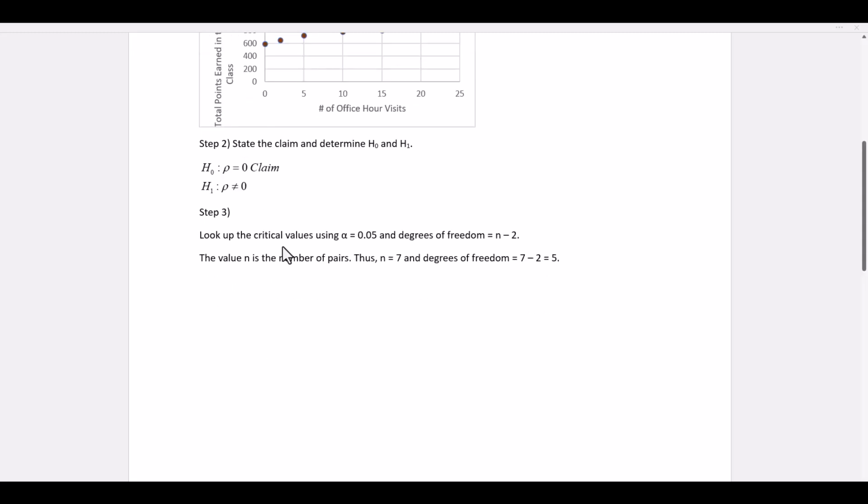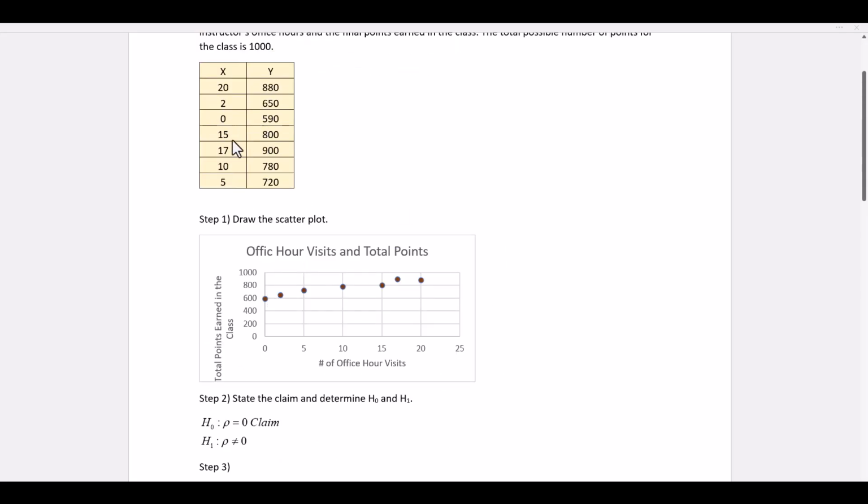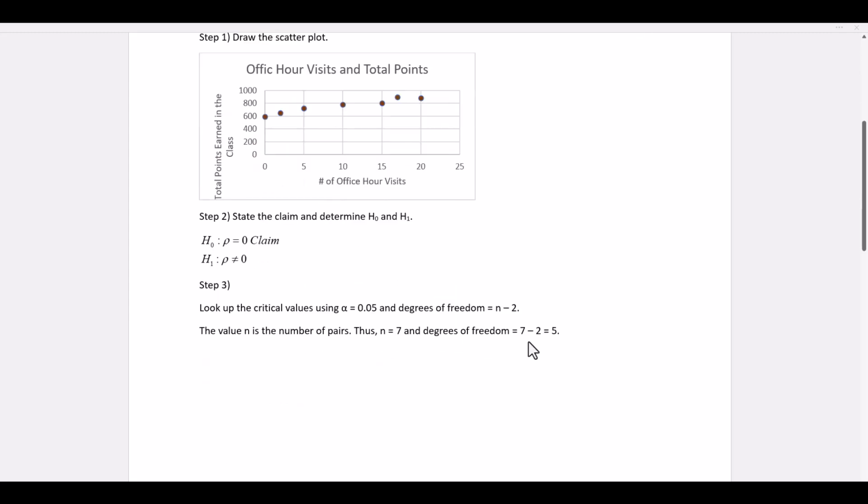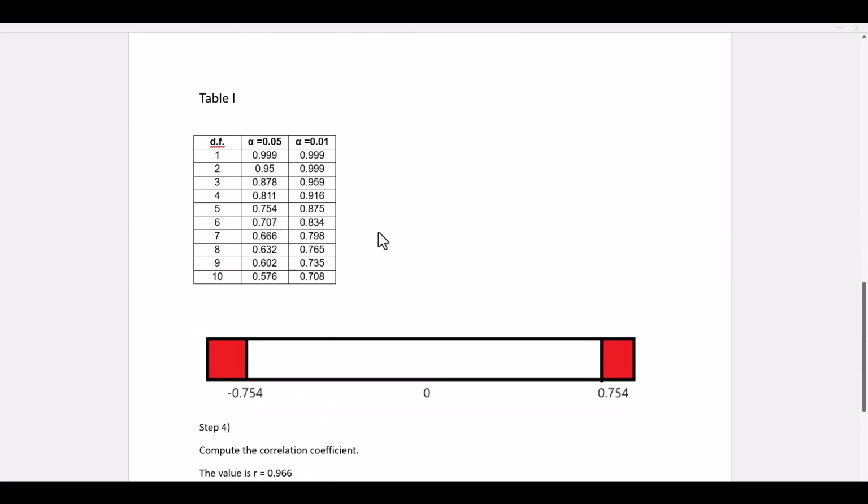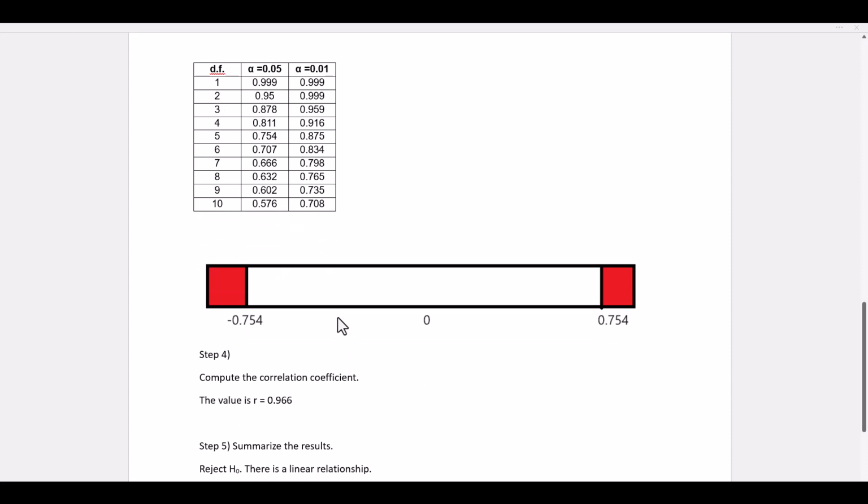We now need to look up the critical values using alpha 0.05 and degrees of freedom n minus 2. N is the number of pairs. So you count the number of pairs and it turns out that there are 7. The degrees of freedom is 7 minus 2, which is 5. So we look up the critical values in table I. Alpha is 0.05. We go down to degrees of freedom of 5, 0.754. The two critical values are negative 0.754, positive 0.754.